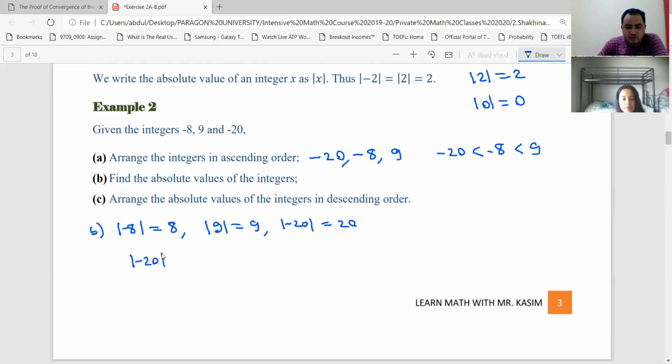Absolute value of -20, right? The next one is absolute value of 9, and the absolute value of -8. Why? Because 20 is greater than 9. Actually, we have 9, and then it is 8. Good.